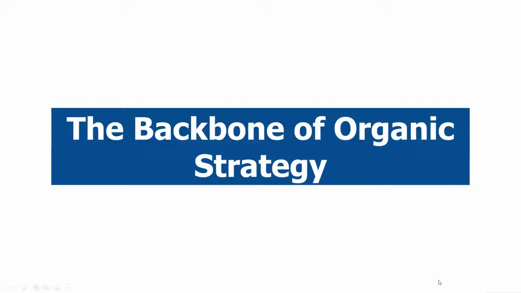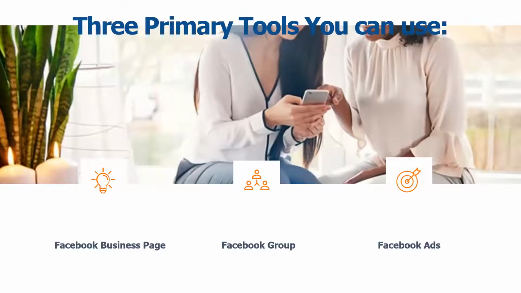All right, so let's talk about the backbone of your organic strategy. There are three primary tools you can use when it comes to Facebook: Facebook pages, Facebook groups, and obviously ads. We're not going to go through the ads. At some point, I'm going to talk about boost posts and using the boost. Even though I know it's considered an ad, if you're paying for something, then it's advertising, I am going to go through it very briefly when it comes to organic content. But the purpose of this is to talk about organic strategy.